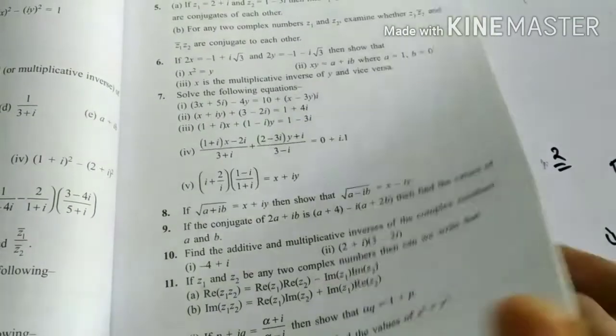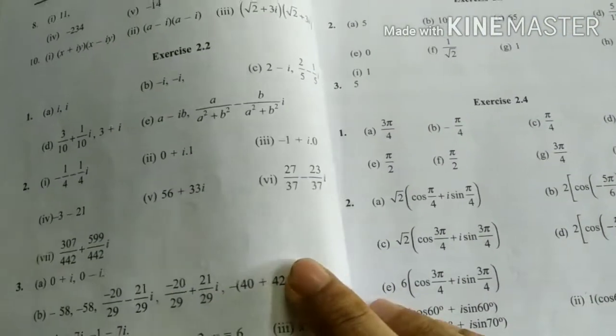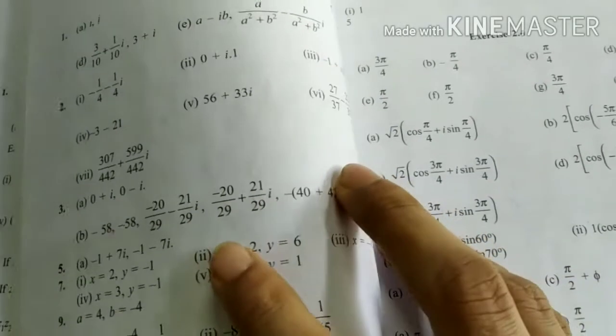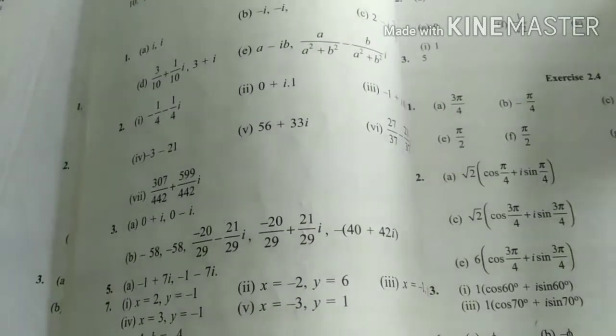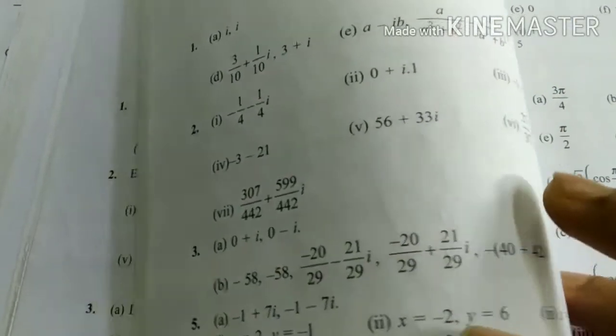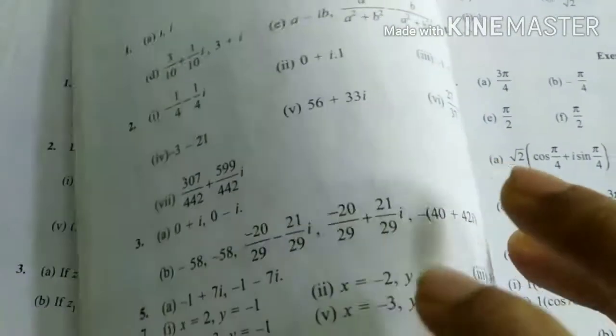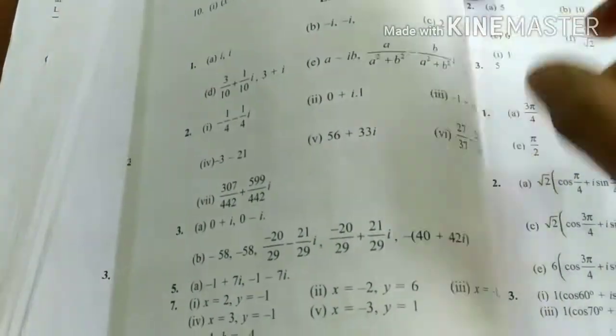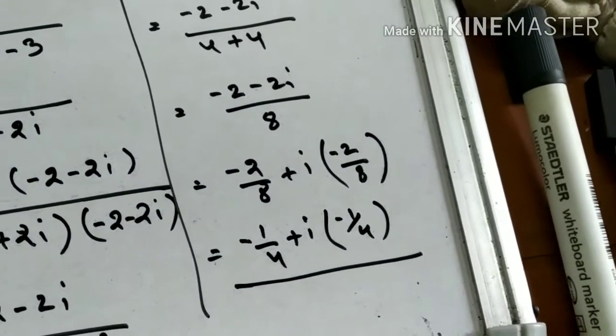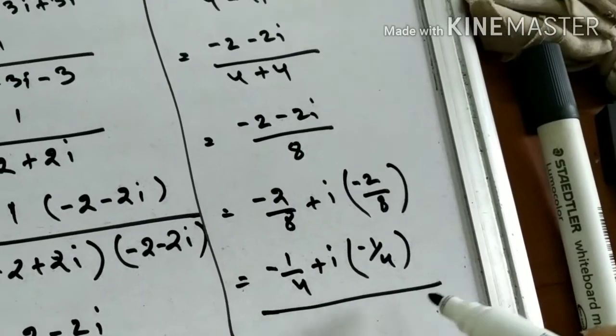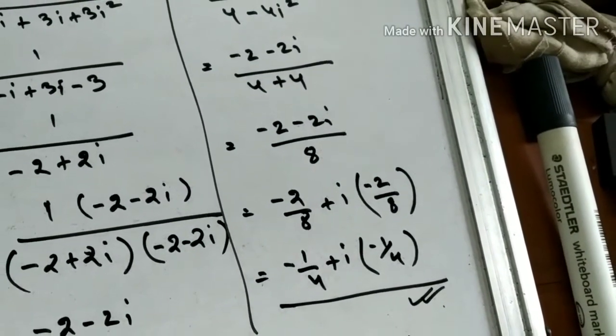Exercise 2.2, question number 2, number 1, you see minus 1 by 4 minus 1 by 4 i. So this thing you have to write in a plus ib form, so you can keep it in this way, no problem.